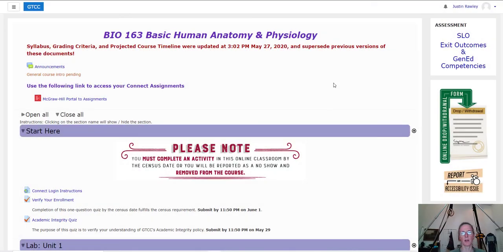Since this is an online course, one of the important features of it is access to the publisher website. So when you got your book, you got an access code. And you will have instructions here in the Start Here that tells you how to set up your Connect login. But when you do, then you will have access to the portal. And you can click this link to get to the portal. And I put this link up at the top of the Moodle shell so that you can see it.